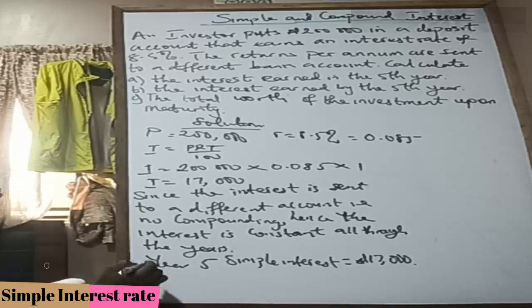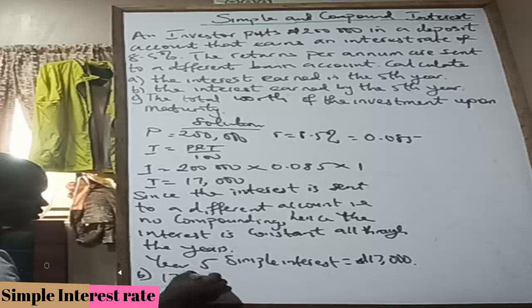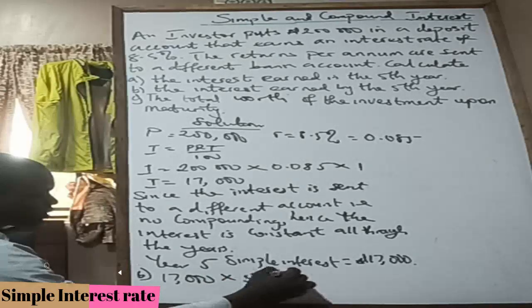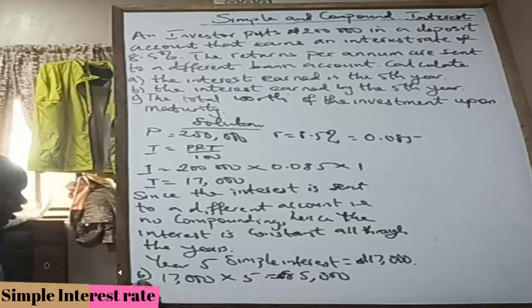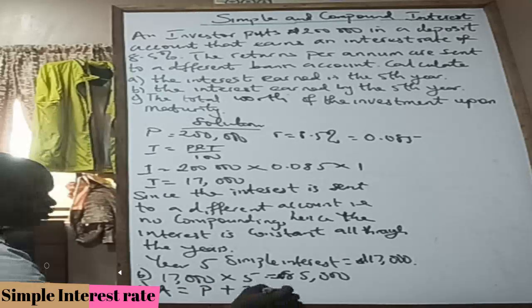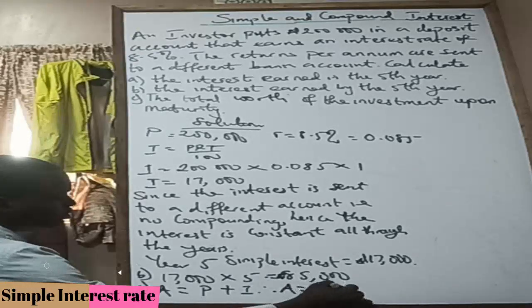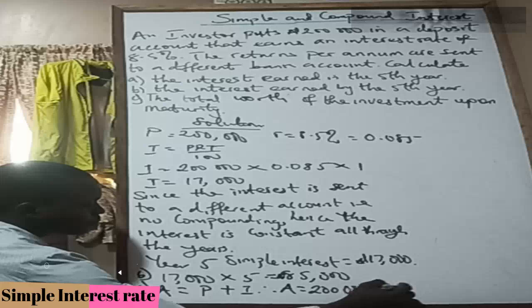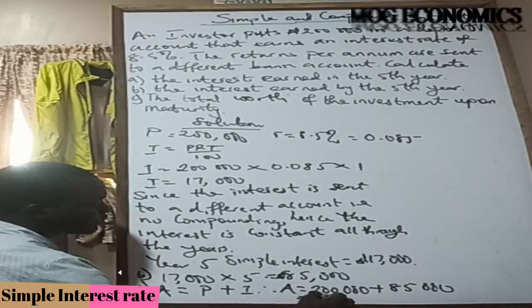Now, B says the interest by the fifth year, so it's just the constant interest. That's going to be 17,000 multiplied by 5 years, and that will be 85,000 naira. So just add up everything. Now, what is the worth of the investment? A equals P plus I over the 5 years. So A equals 200,000 plus 85,000, and that will give us 285,000.